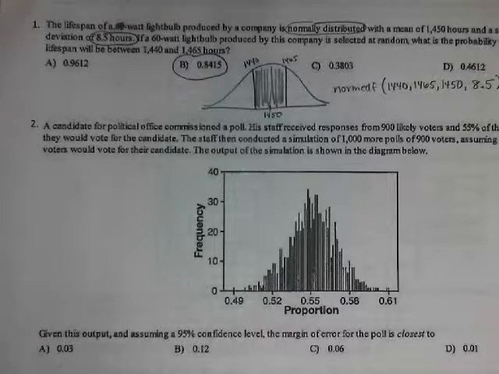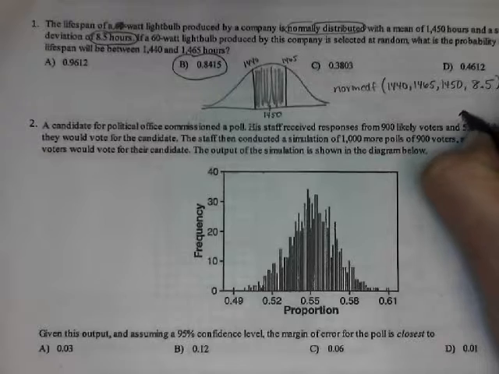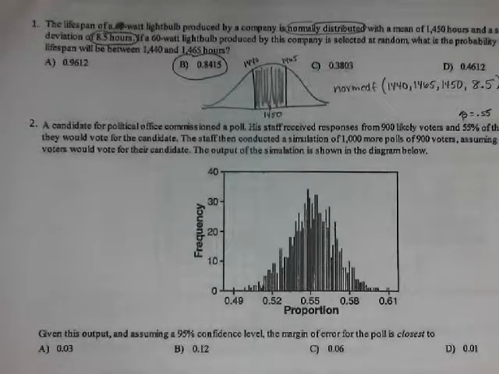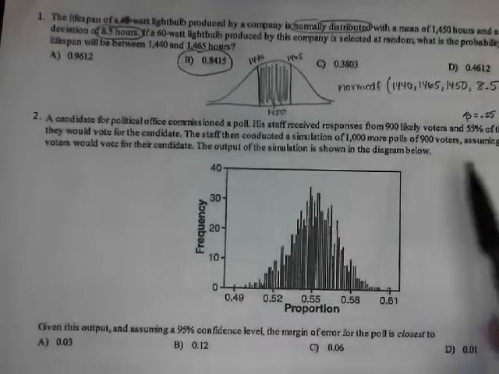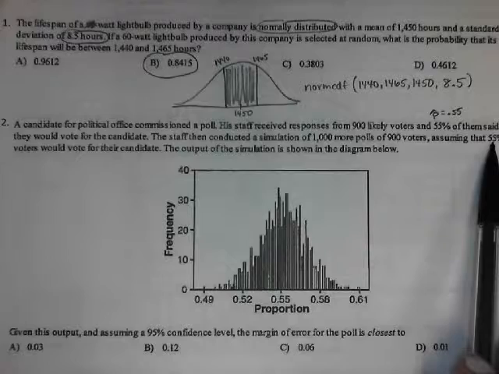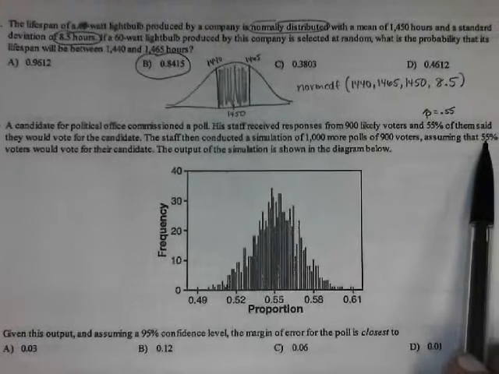Okay. Number 2, a candidate for political office commissioned a poll. His staff received responses from 900 likely voters, and 55% of them, 0.55. So that's the sample proportion that they got, 0.55. Said they would vote for the candidate. The staff then conducted a simulation, and so our simulation results are shown below.